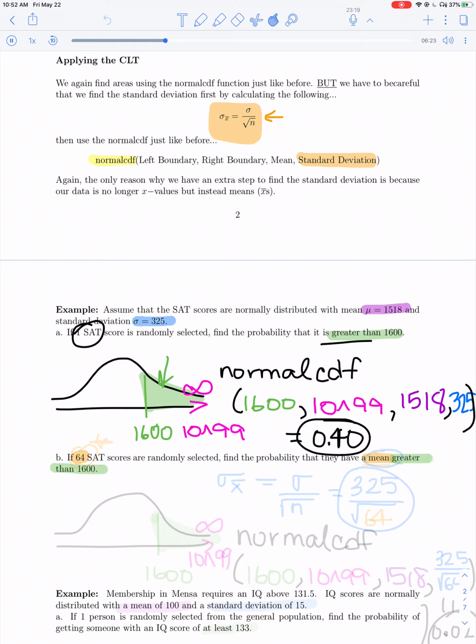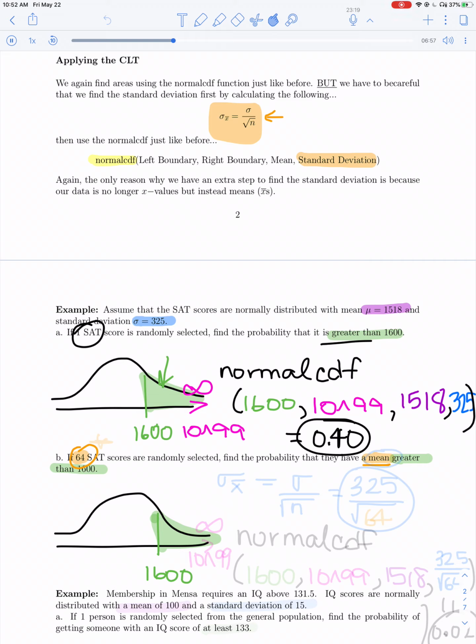So we're still looking at the value of greater than 1600. So we're still going to have a picture that looks very similar. We're still going to have our normal distribution. We're still looking at 1600, and we still want things to be greater than, so we're looking at this part of the picture. The difference and the big key is that now we're talking about a mean. When we're doing that, we have to do our extra calculation to find our standard deviation. We can't ignore the 64. That 64 is going to get used.